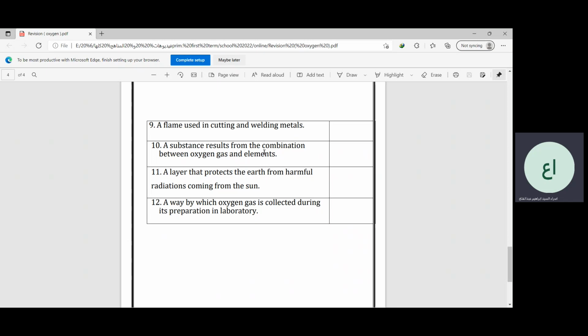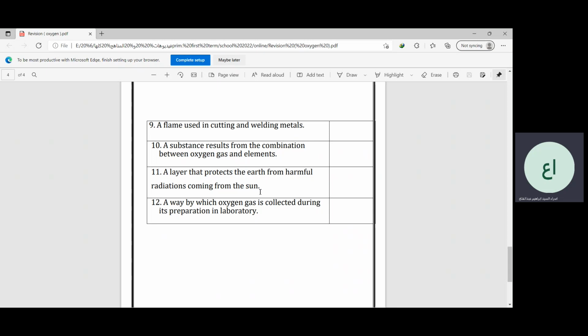Number 10. A substance results from the combination between the oxygen gas and element. The substance results from the combination between the oxygen gas and the element plus الأكسجين عايزين دايما ايه oxide. اوكي، احنا قلنا أي element plus الأكسجين هيدينا element oxide. اوكي، iron plus oxygen أو combined with oxygen هيدينا iron oxide. اوكي.